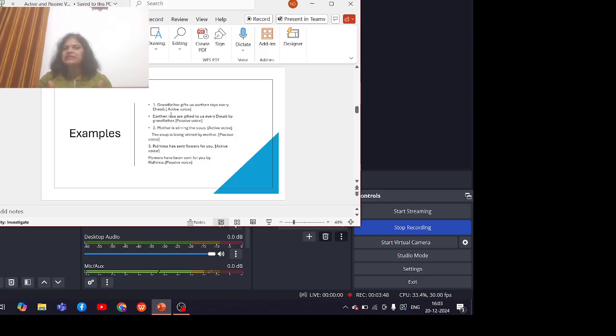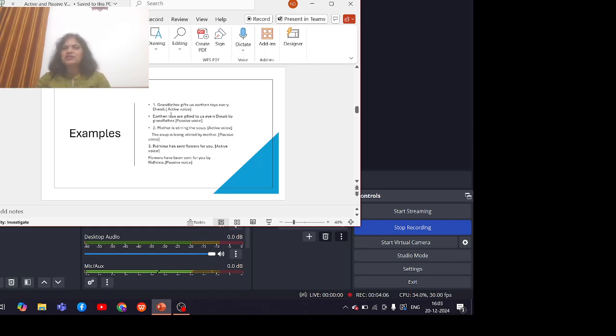Here look at the tense of the sentence. It is in present continuous tense. Now here whenever we have any sentence in present continuous tense, we use being, B-E-I-N-G. So here the soup is being stirred by mother.